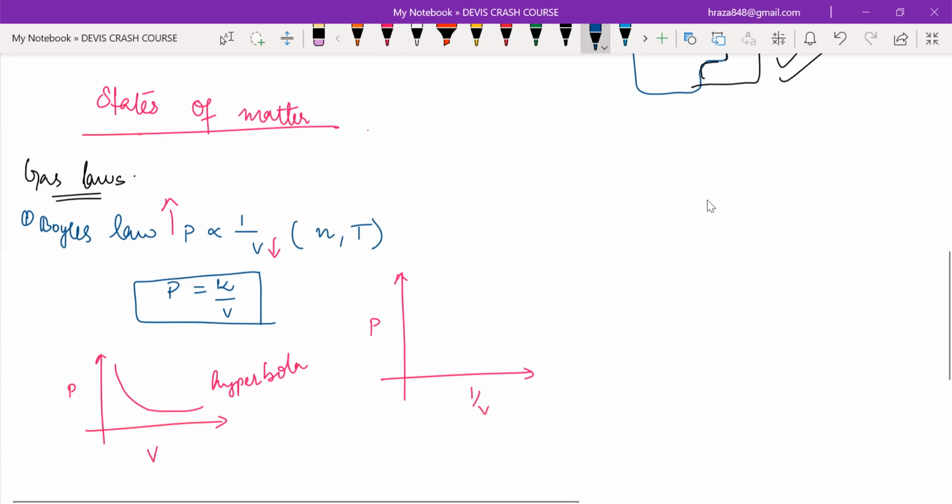Yeah, it'll be a straight line upwards. It will be a straight line, right? What if I'm going to give you PV versus P?